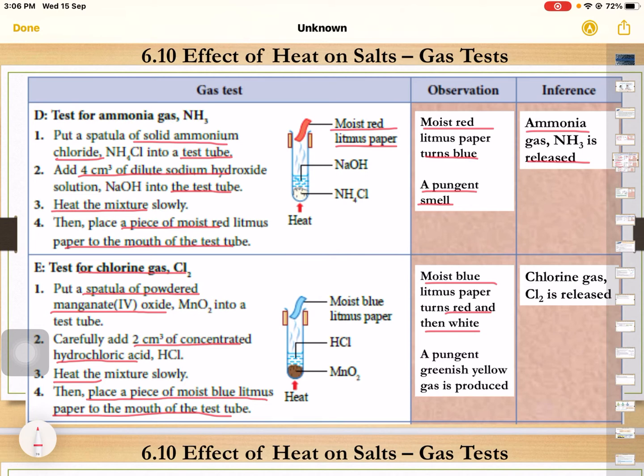Okay, so observation dia yang kita boleh buat, a pungent greenish yellow gas is produced. So, chlorine gas ni dia gas yang berwarna. Warna dia adalah greenish yellow. Sometimes we call it yellow sajalah.